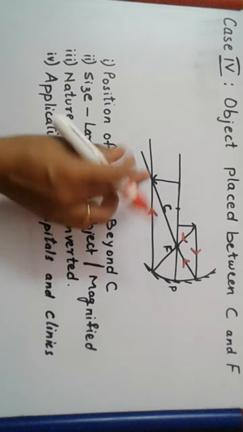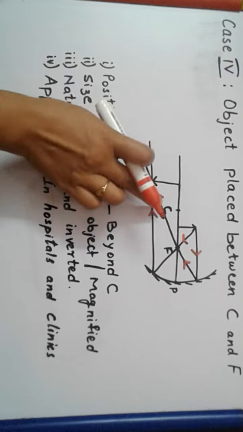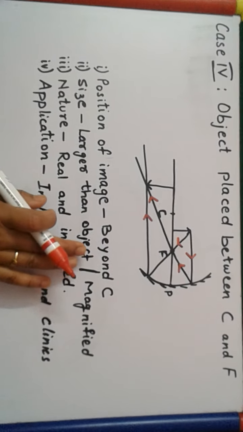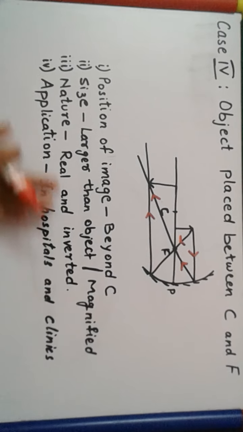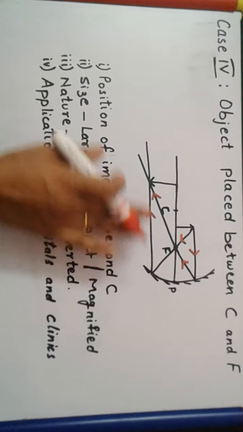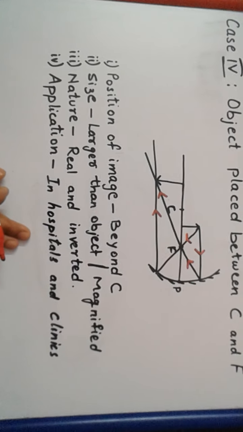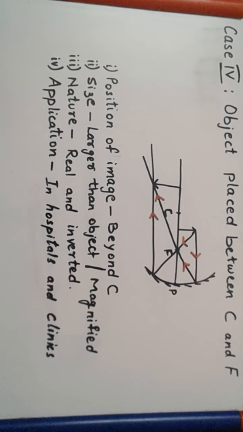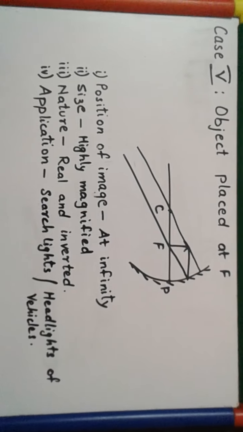Both the reflected rays meet at this particular point which is beyond C. So the position of image is beyond C. The image you can see is larger than the object or magnified, real and inverted as it is formed in front of the mirror, and application it is used in hospitals and clinics to see the tiny internal parts of the body.